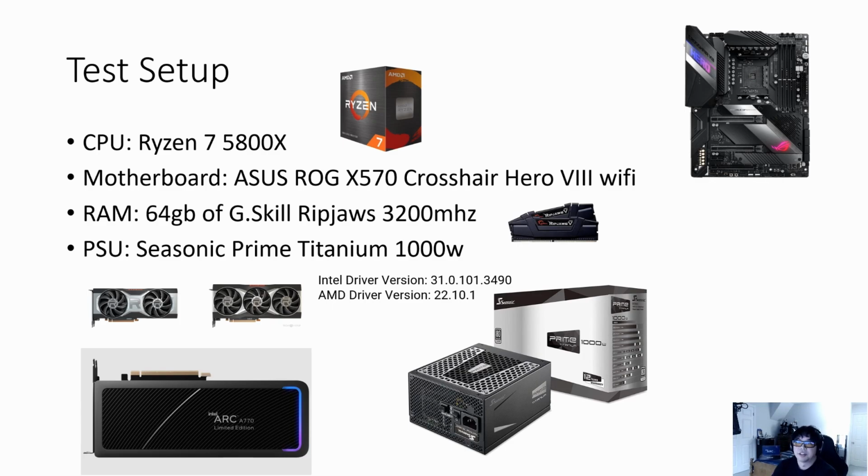So the test setup: I'm still using the exact same test setup that I used for the review video when we covered the rasterization, the thermals, the power consumption, all that stuff for ARC. So it is still the Ryzen 7 5800X with an ROG X570 Crosshair Hero 8 motherboard, 64 gigabytes of G.Skill Ripjaws, running at 32 megahertz. CAS latency is, I believe it's 14, or maybe it's 16. I think it's 16. So CAS latency 16, and the Seasonic Prime Titanium 1000 watt. So that is an 80 Plus Titanium.